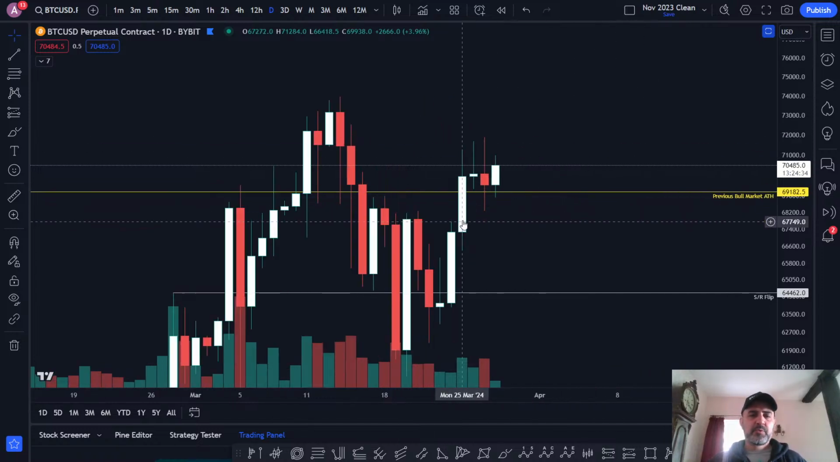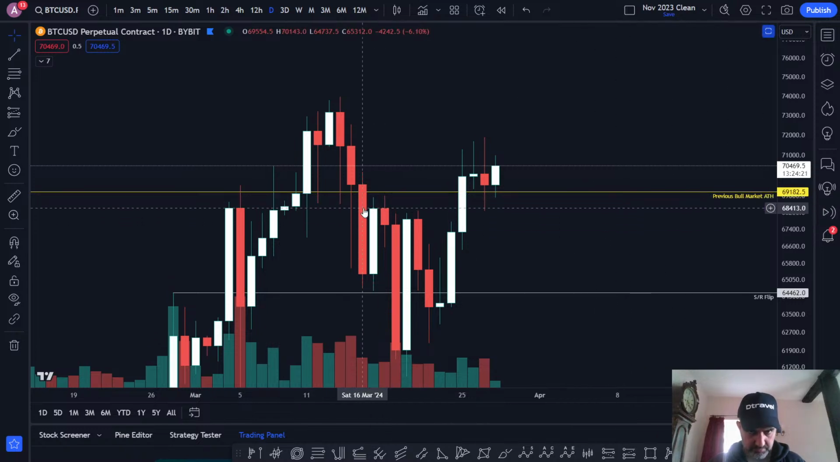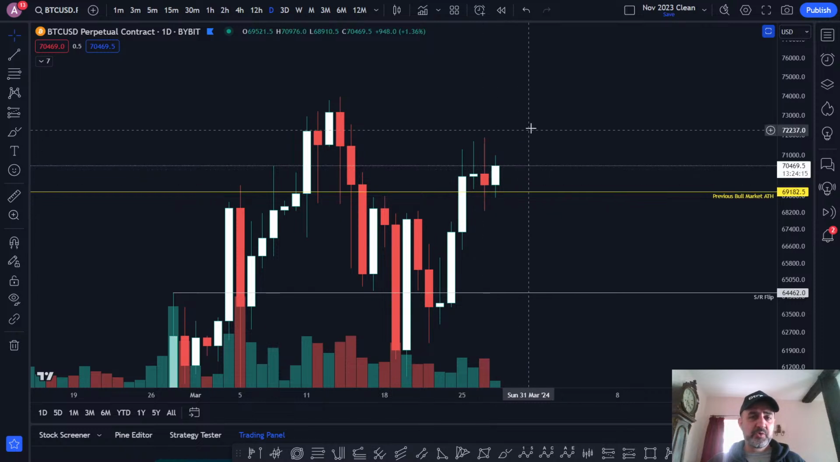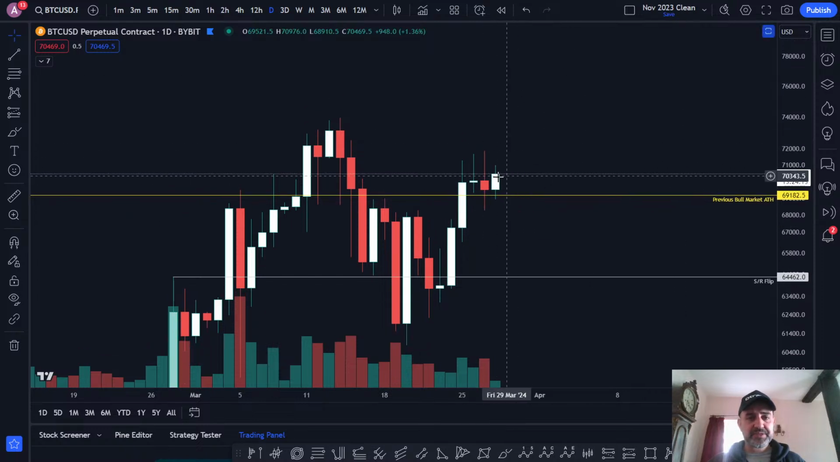So we broke above the previous bull market all-time high. This red candle was the test. So we've back tested the previous bull market all-time high. That obviously corresponds with a weekly level and a daily level. So we are on support right now, and if this holds, there's no reason we don't go up. As long as this holds, which it looks like it's holding, it looks like we want to go up.